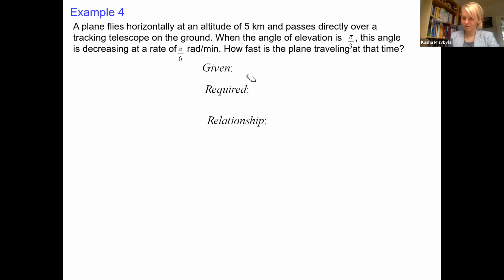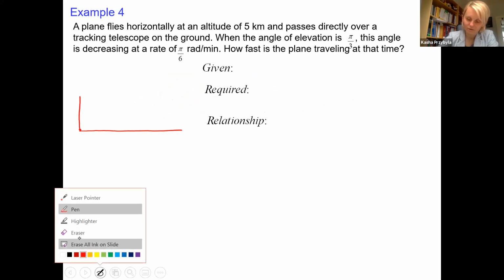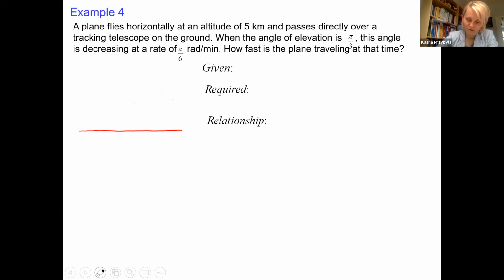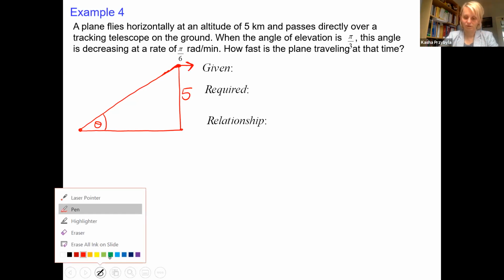Given, required. That means this is the ground, that's the telescope, and that's the plane. Okay, and this is the angle of elevation, and this is 5. Okay, we know the scenario before.